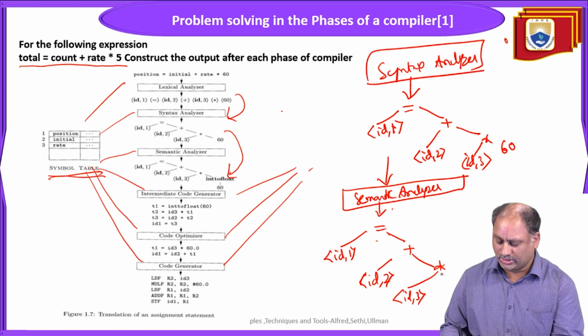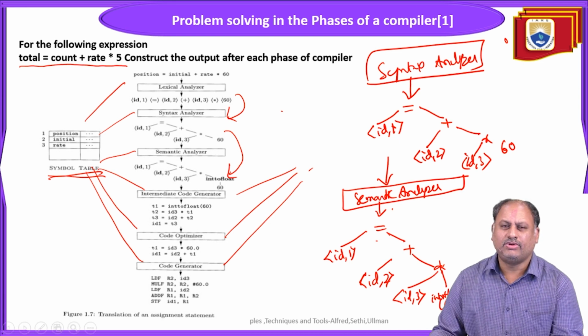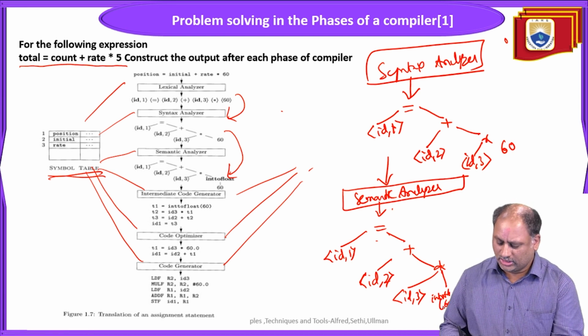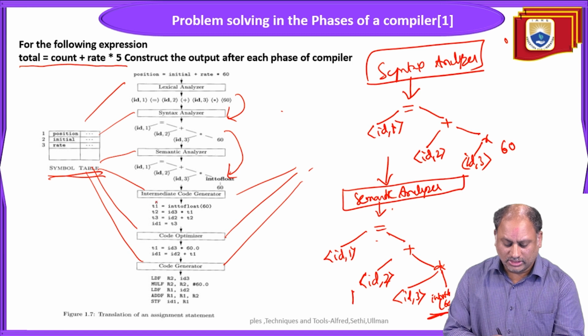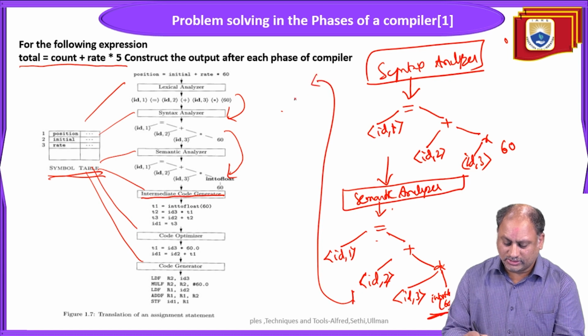And this portion of the 60 that is int to float. It resolves the float and integer values and then generates the code. This structure can be sent to the next phase, that is intermediate code generation.